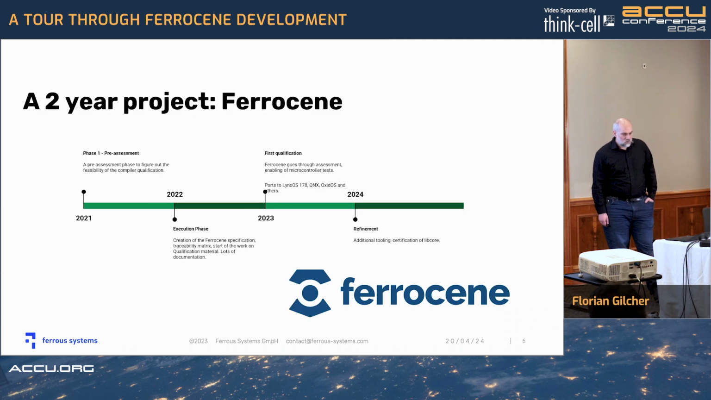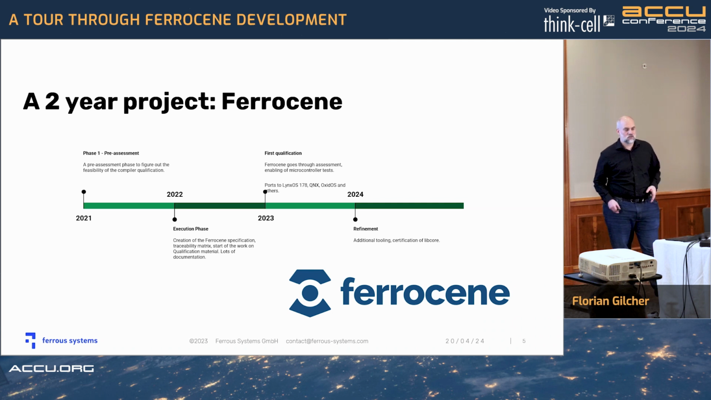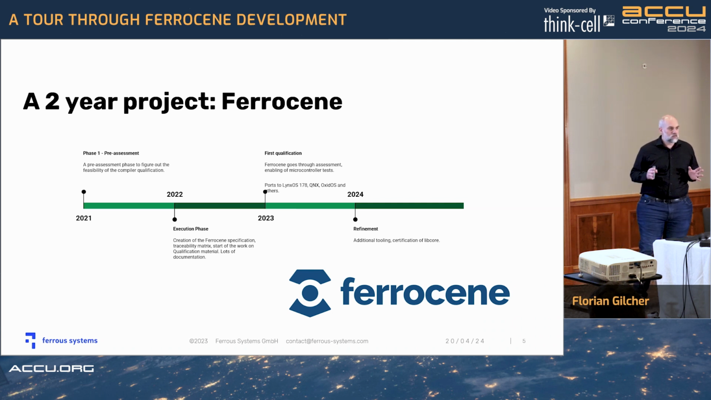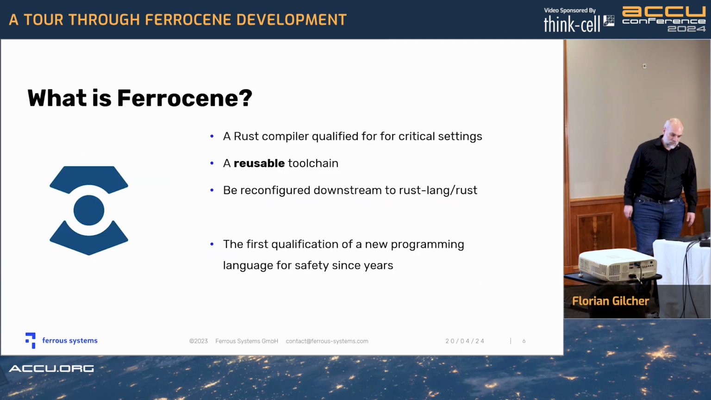Today, though, I would like to talk about one of our biggest projects, which is called Ferrocene, which is the qualification of the Rust compiler for high safety, and particularly a little bit about lessons learned, interesting aspects of that that may be reusable in other areas. So this is the idea of the talk, talking about some of the thinking that may be transferred to other things, much more than, okay, this is just a project wrap-up.